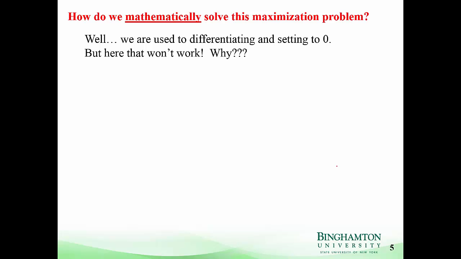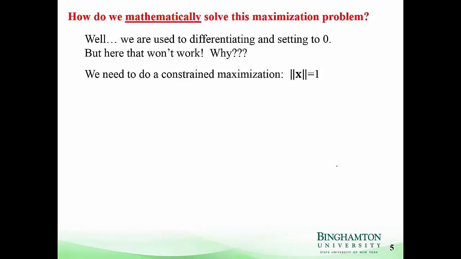So when we maximize something in your Calc 1 class, how did you maximize something? Well, you differentiated it and set the derivative equal to 0. Now, there were some conditions in order to assure that actually gave you a maximum. And sometimes differentiating and setting to 0 does not give you the maximum, but that's the approach that we generally use.